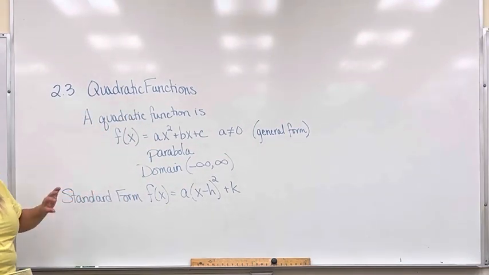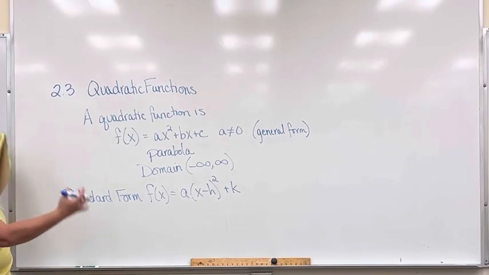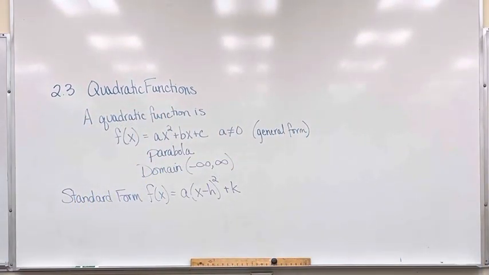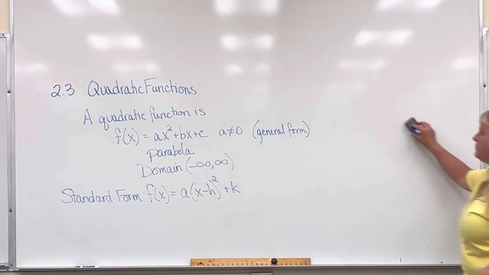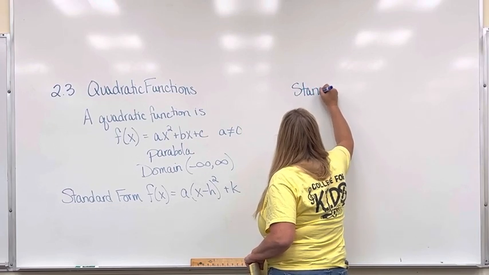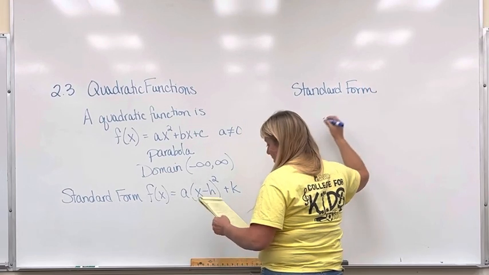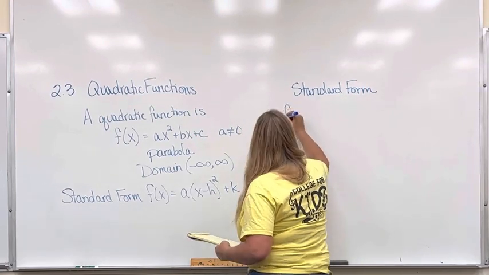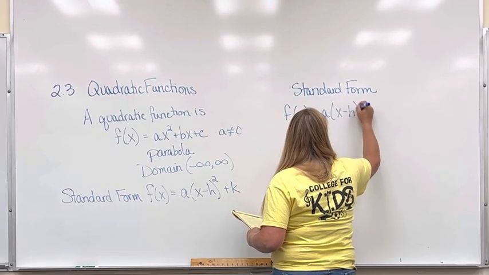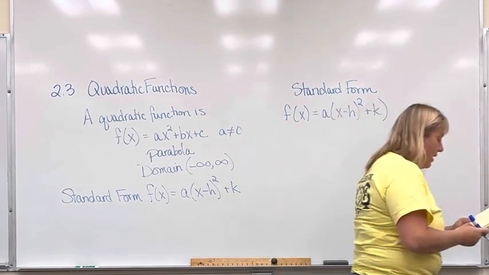So let's start with the standard form just a couple times just to get back into the groove of doing this. And of course I wrote in the middle of the board, so didn't give myself a lot of space. Okay, so let's look at standard form. So again, I'm just gonna write this down. F of x is a times x minus h squared plus k.